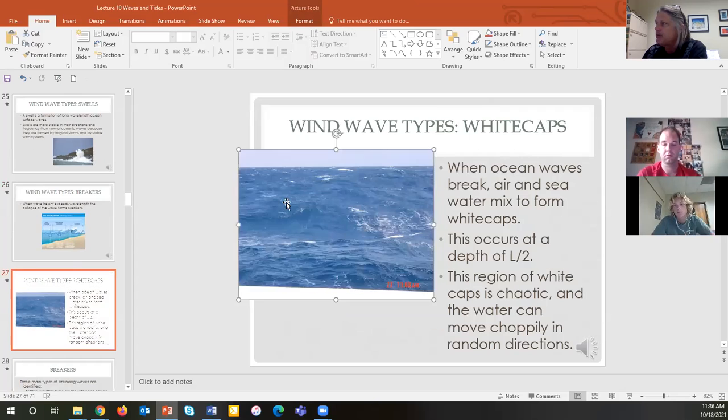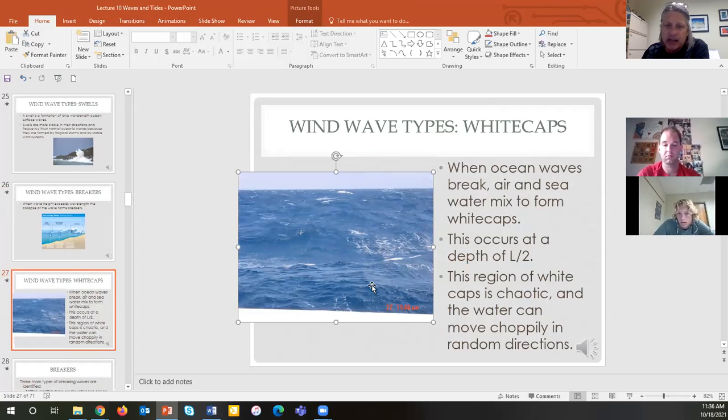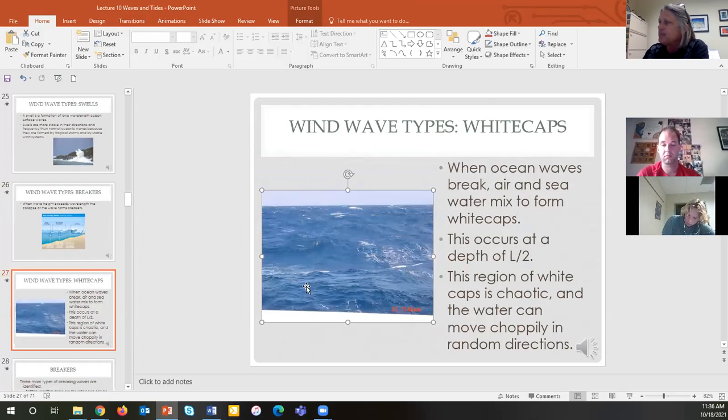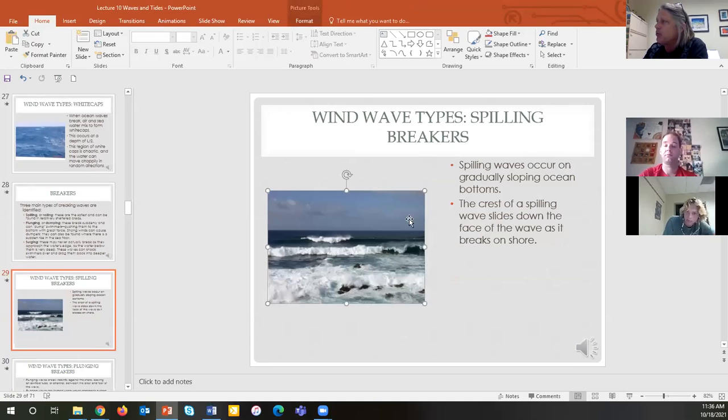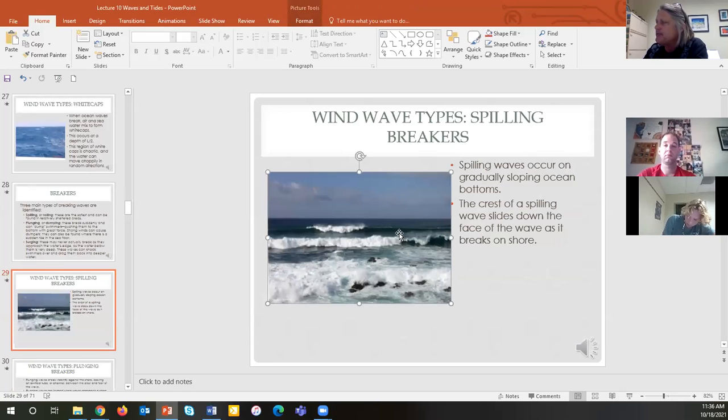Whitecaps are just referred to as waves when they break because they get frothy, and so they're called whitecaps. Sometimes they're close to shore, sometimes they're out to shore. When your waves break, you have three basic types: the spilling or rolling, plunging or dumping, and surging. The smallest, the spilling or rolling, are still pretty decent waves. They're all breaking at the same area. They spill and then they come in.